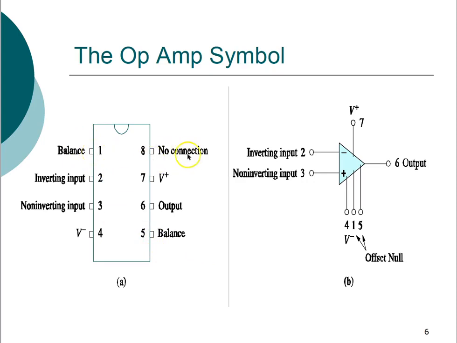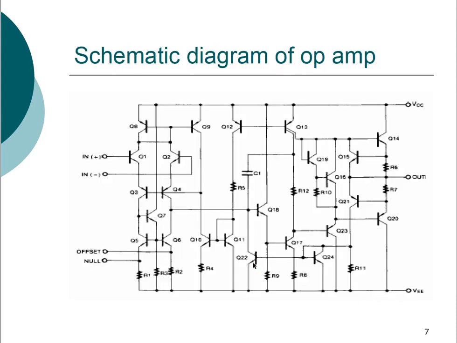And then this was your no connection, or you can say NC. No connection means that that terminal is not connected to the amplifier circuit. So you will not be using this particular connection. Okay. So this is the symbol of operational amplifier, and let's move on to the next.